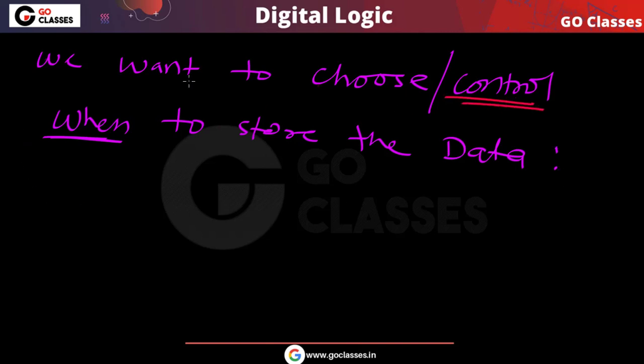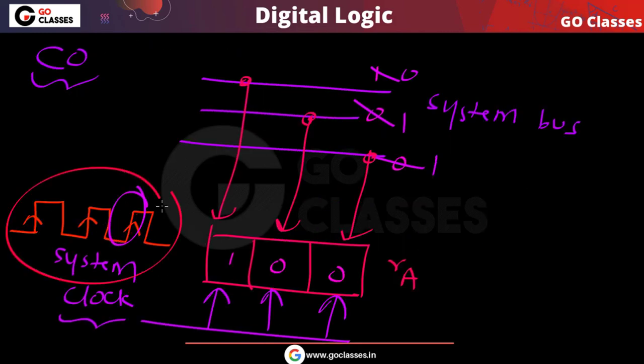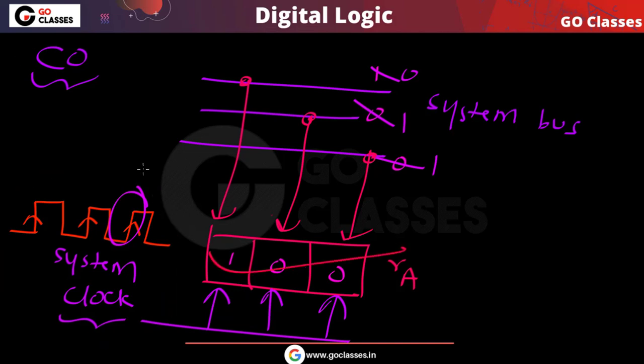We want to control when to store the data, because you can notice this system clock is constant. This system clock is applicable on all the hardware that you have in your computer, on this register and on different registers also. So you cannot control the clock for this register, because it is applicable on all the registers, counters and hardware in your computer. The system clock we cannot control, but we want to control when to store the data in this register.